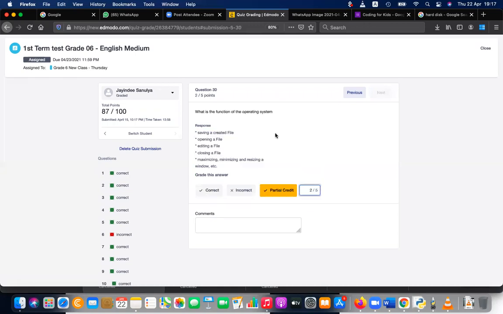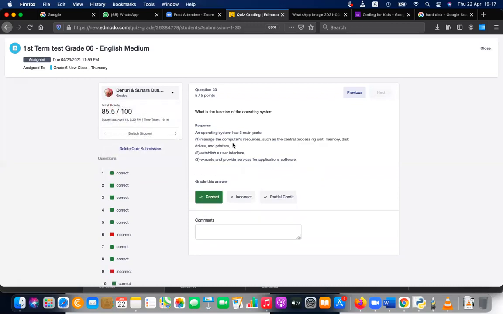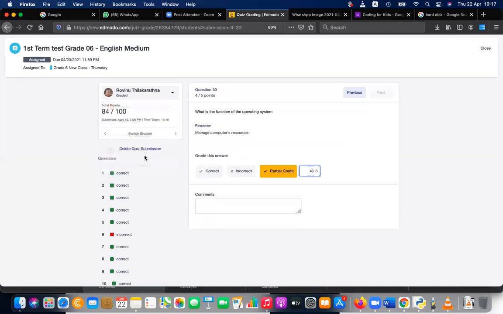Okay, next one. What are the functions of the operating system? The functions of the operating system, you can say creating a file, editing a file, yes, those are file management, yes, all are correct. Manage resources. Yes, that is a good answer. Establish user interface. Yes, very good. So these are correct answers. Rovino. Manage computer's resources. Only part. You could have written more. Netum. Input process output is okay, but could have written more.